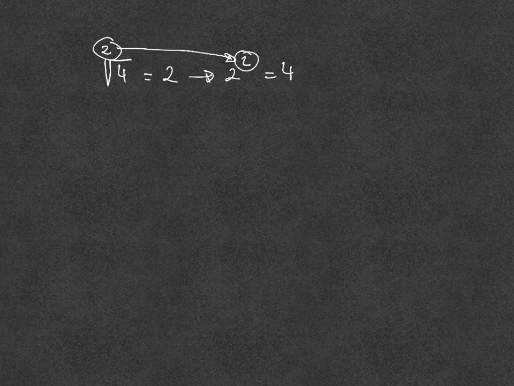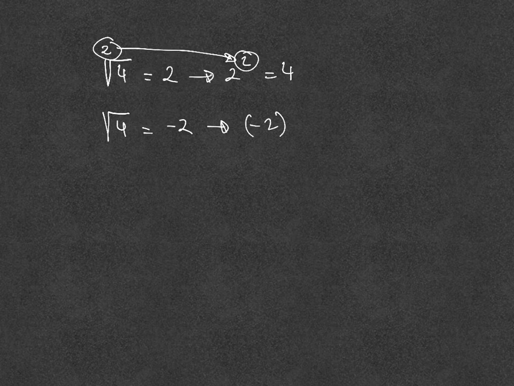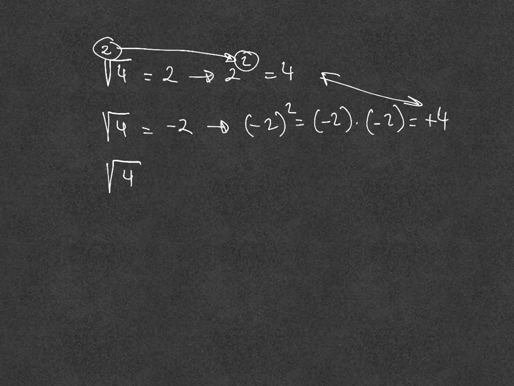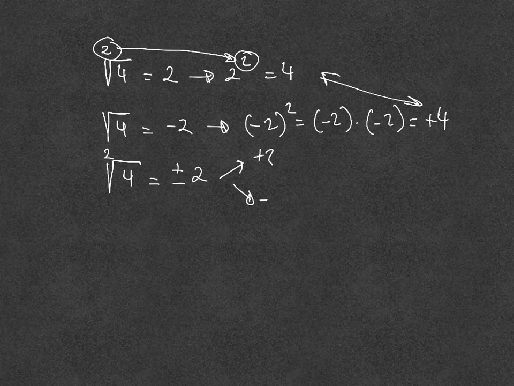But now I'm going to tell you that the square root of 4 is also minus 2. Why? Because minus 2 to the second is minus 2 times minus 2. 2 times 2 is 4, and minus times minus is plus. So we have the same result. So when we have a square root, we have two options, the positive and the negative result. This is plus 2 and minus 2, but we write the signs together.